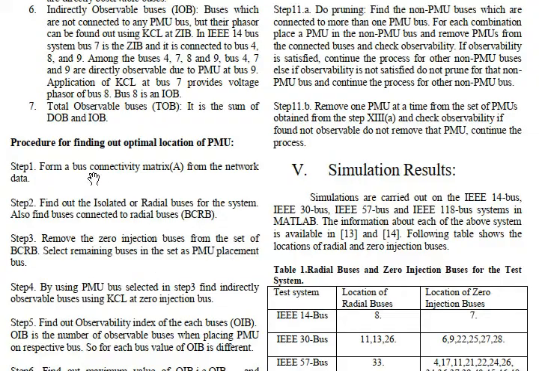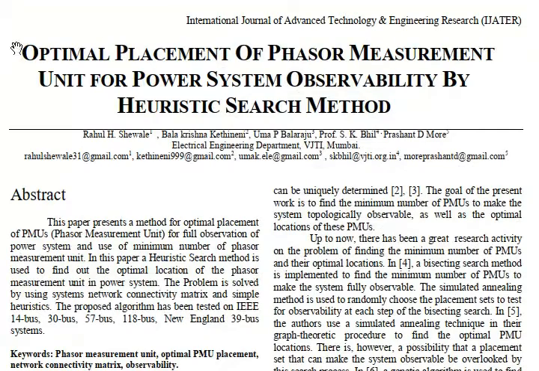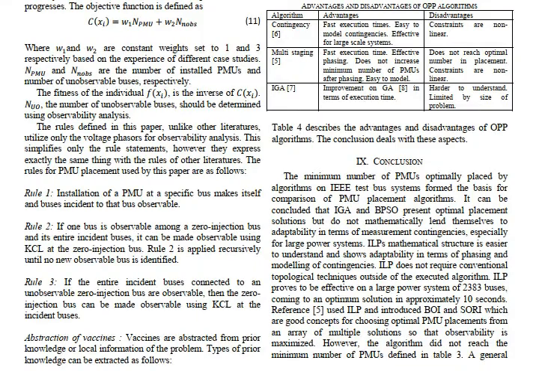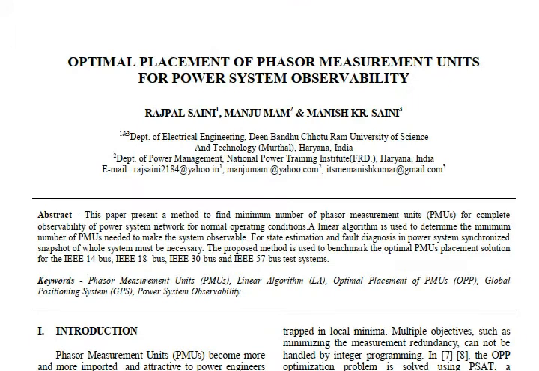There are different research papers on this. This one, and similarly there is another research paper, and this is the third research paper on the optimal placement of phase measurement units for power system observability.